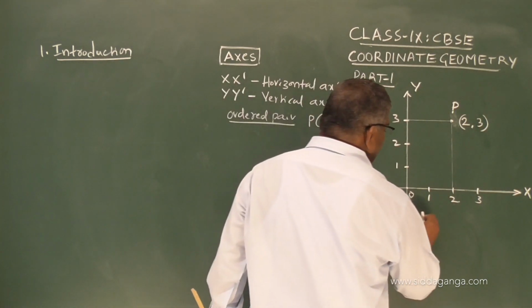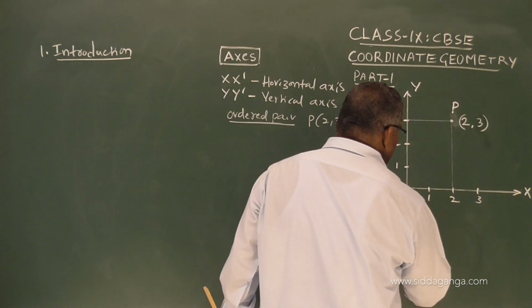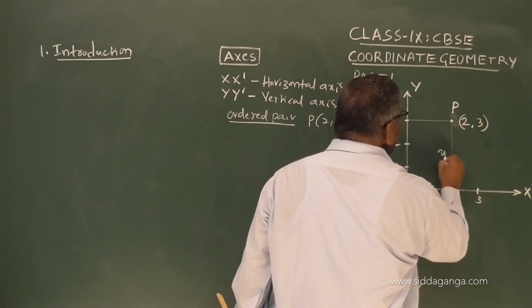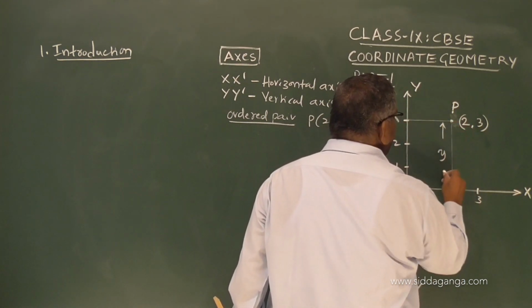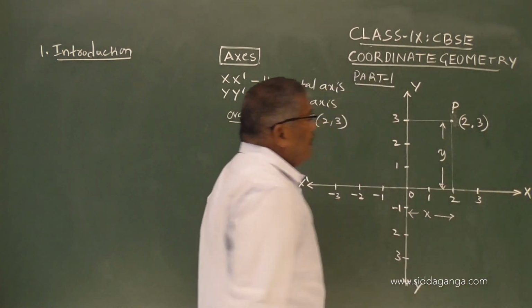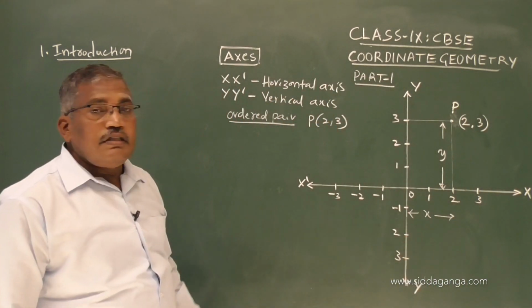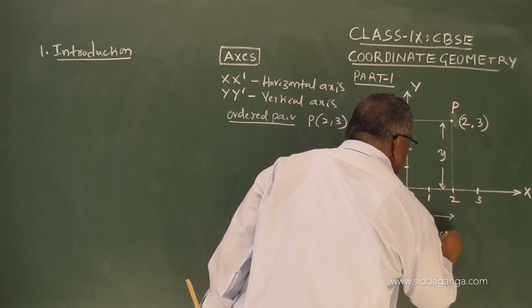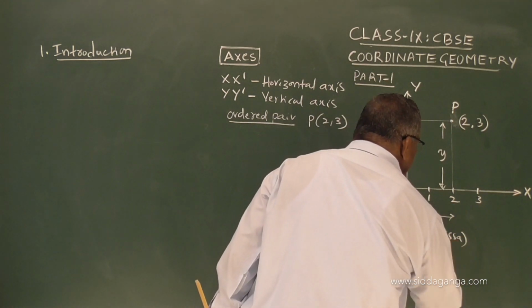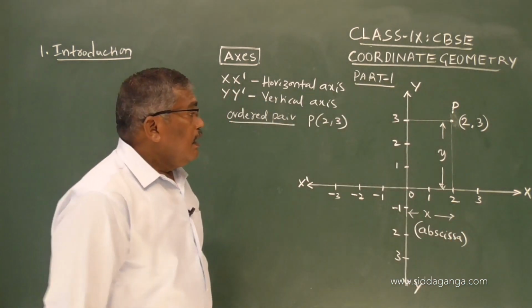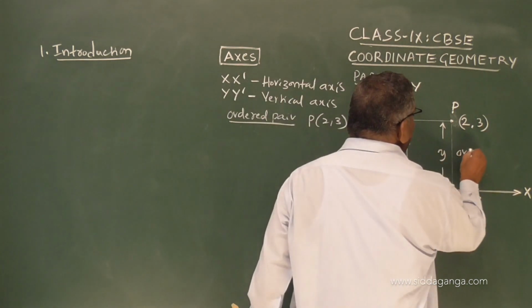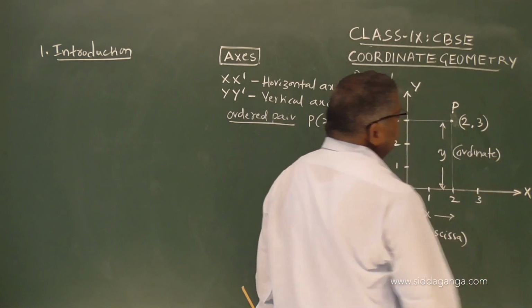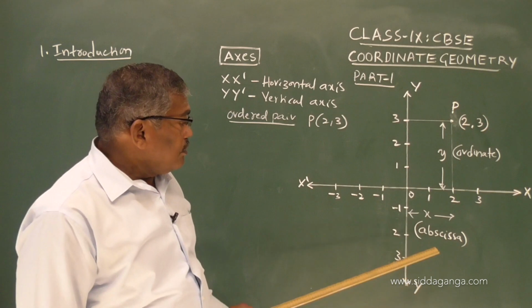If the horizontal distance is x, and this vertical distance from here to here is y, you have this in mind. x is known as the abscissa, and this y is known as the ordinate. These are the terms you should remember always. So now I will define those words.